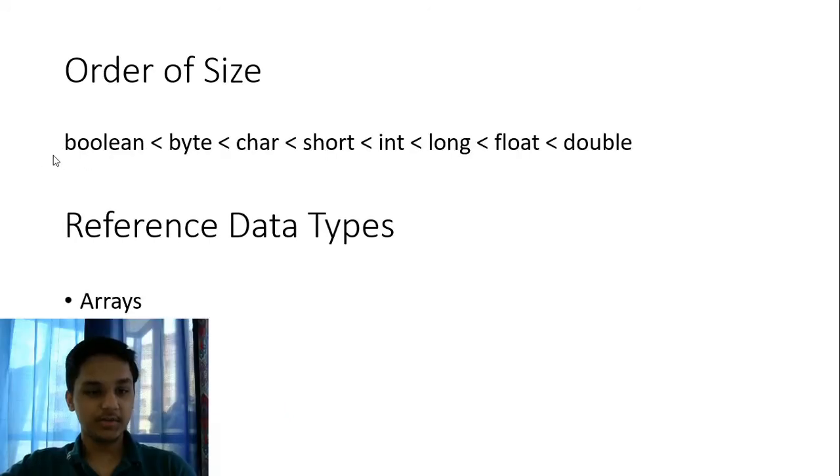So here's the order which I was talking about. Boolean is the smallest, reserving only 1 byte and uses 1 bit. Then we have byte which uses only 1 byte, char 2 bytes, short 2 bytes, int 4 bytes, long 8 bytes, float 4 bytes, double 8 bytes. So this is the order of the data types, and it's important to learn this as later on, as I said before, we'll be converting data types from one to another. So we'll be implicitly and explicitly converting them. So it's important to know which is bigger.